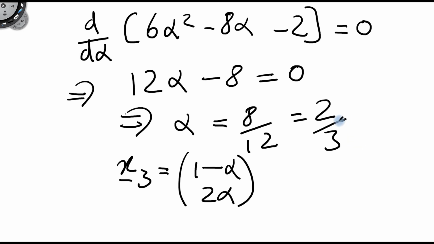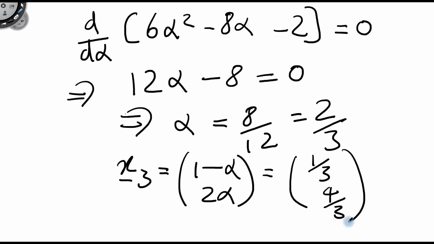Now we just plug in the value. So we finish off this calculation, we plug in the value of alpha as 2/3, and we get 1/3, 4/3. Now, there's something magic here. Just as we finish up this section of the module, 1/3 and 4/3 for x3 is exactly the minimum.